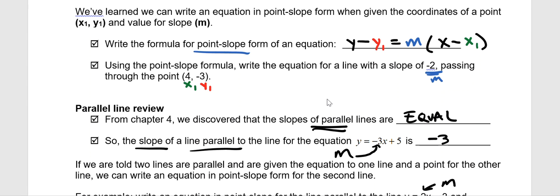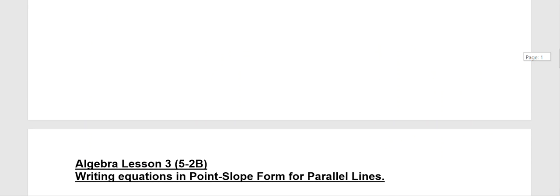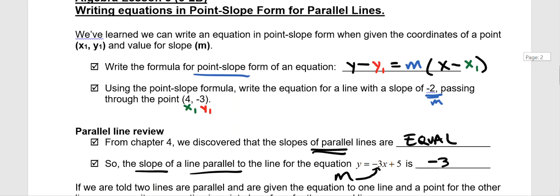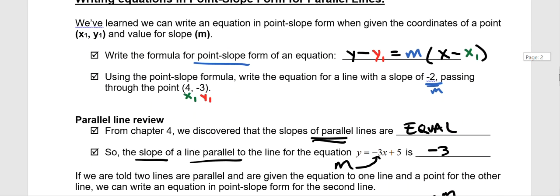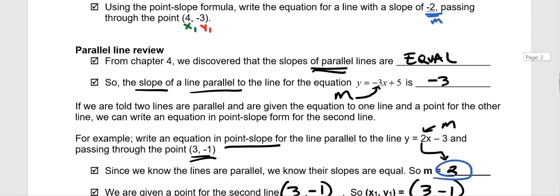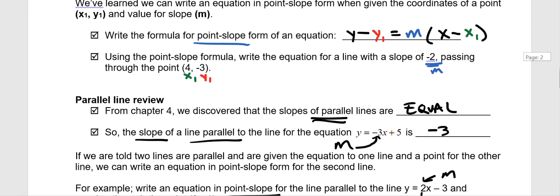This video picks up where we left off in today's discussion about writing equations of parallel lines, but writing those equations in point slope form. As we already know, we reviewed the top of the notes that we're going to finish up in this video. We did that in class today.